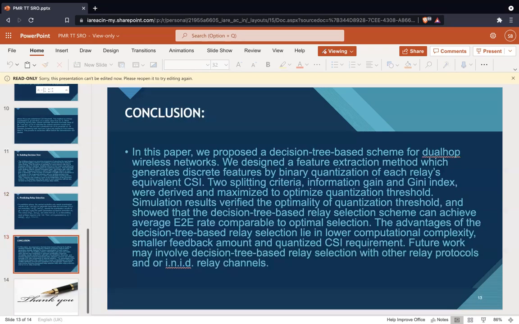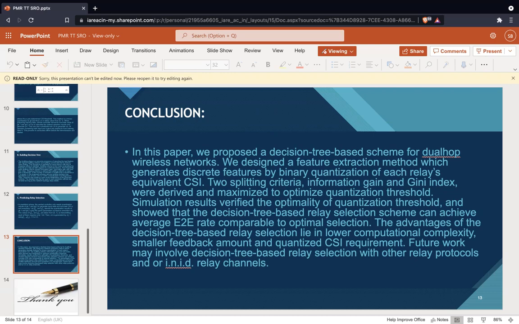Conclusion. In this paper, we proposed a decision tree based scheme for dual-hop wireless networks. We designed a feature extraction method which generates discrete features by binary quantization of each relay's equivalent CSI. Two splitting criteria, information gain and Gini index, were derived and maximized to optimize the quantization threshold. Simulation results verified the optimization of the quantization threshold and showed that the decision tree based relay selection schemes can achieve average end-to-end rate comparable to optimal selection.